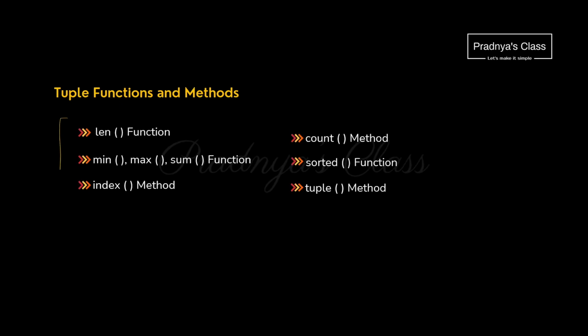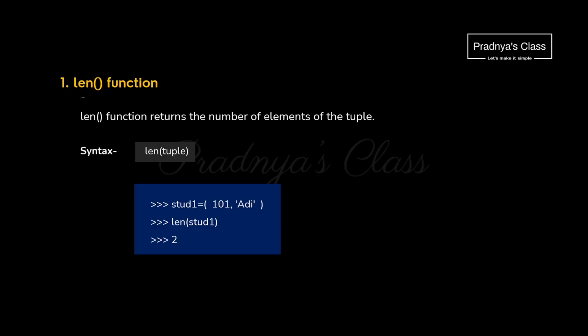Alright, it's time to move ahead and check out the tuple functions and methods. But why is this too less? You know that tuple is immutable. We cannot perform many operations on it. That's why we don't have methods and functions for that. If you talk about methods, we have only index method and count method and others are functions. These methods are not going to change the tuple. That's why they exist. Here is the first function, len.